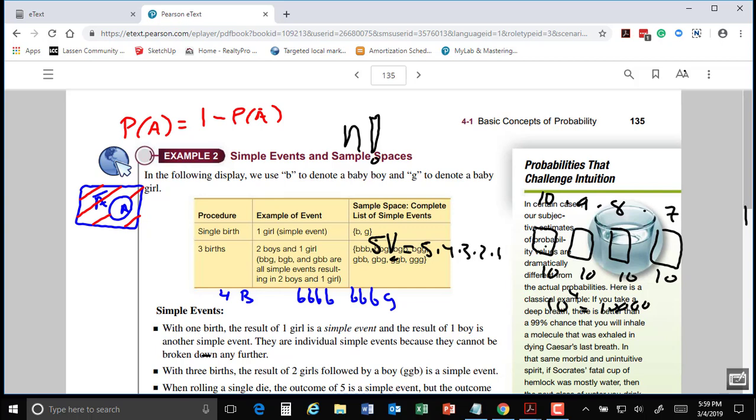Now notice this event. Now I'm going to just move it down like this. Look, boy, boy, girl, boy. This is different than this because the girl came in 3rd and came in 4th there. It's another outcome, right? It's not being double counted, is what I'm saying.